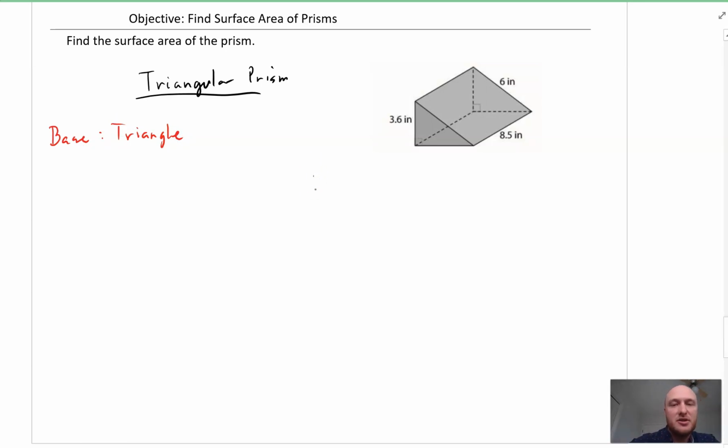So why is that important? Well, I know that surface area is the perimeter times the height plus 2 times the area of the base. So what we need is the perimeter of the base. The perimeter of the base is going to be 3.6 inches, plus this distance here. I don't seem to have that, so I'll call that x, plus this distance here, which based upon this information back here is 6 inches. So 3.6 plus x plus 6. We need to calculate the x.